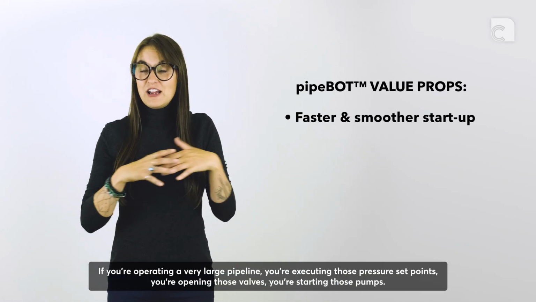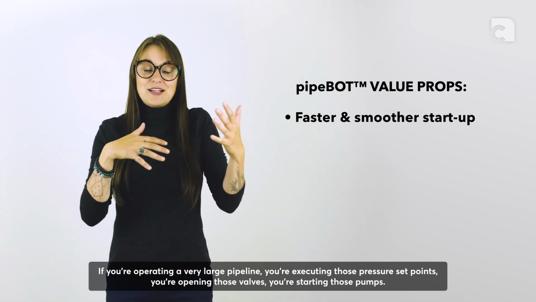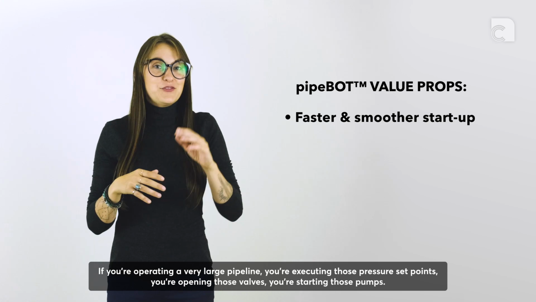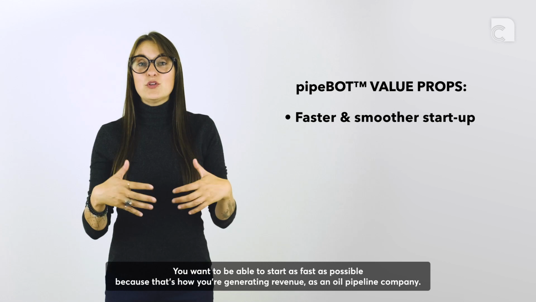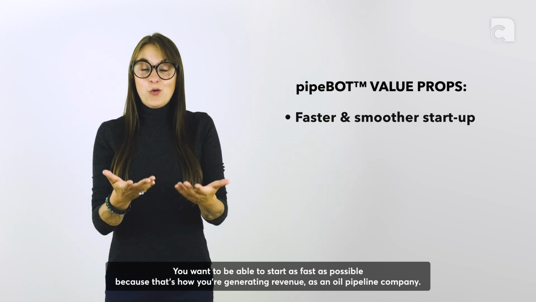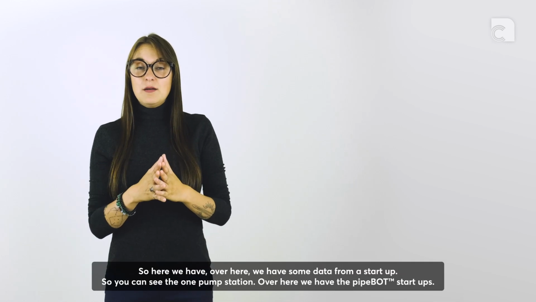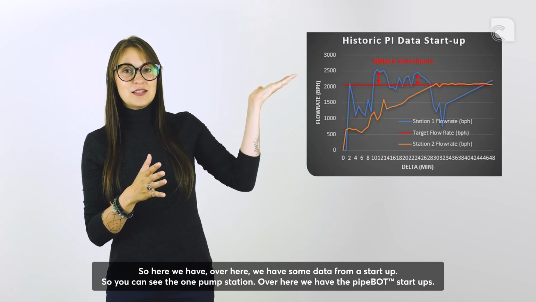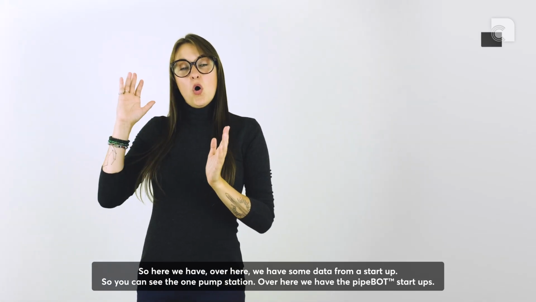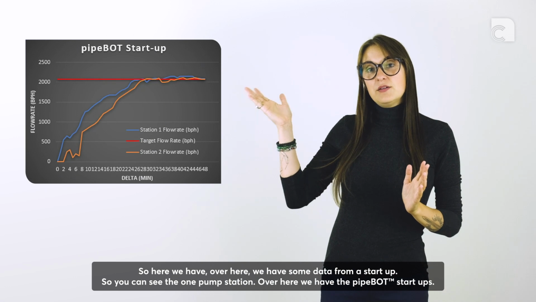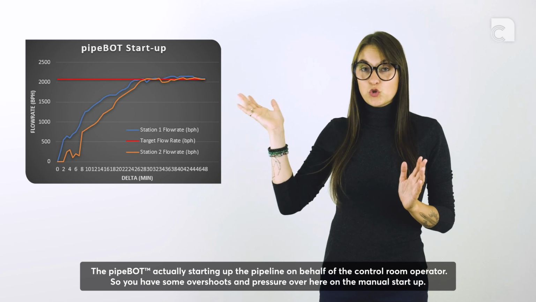So if you're operating a very large pipeline, you're executing those pressure set points, you're opening those valves, you're starting those pumps. You want to be able to start as fast as possible because that's how you're generating revenue as an oil pipeline company. So faster startups is number one. Here we have some data from a startup. You can see the one pump station. Over here we have the pipeBOT startup, pipeBOT actually starting up the pipeline on behalf of the control room operator.